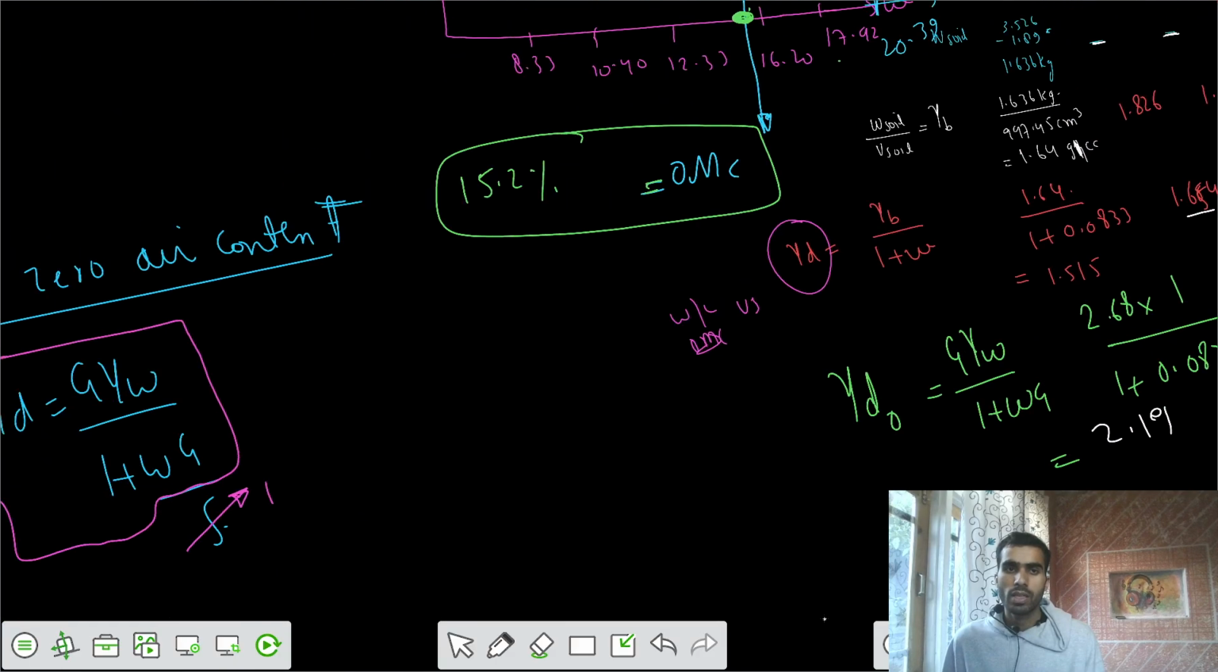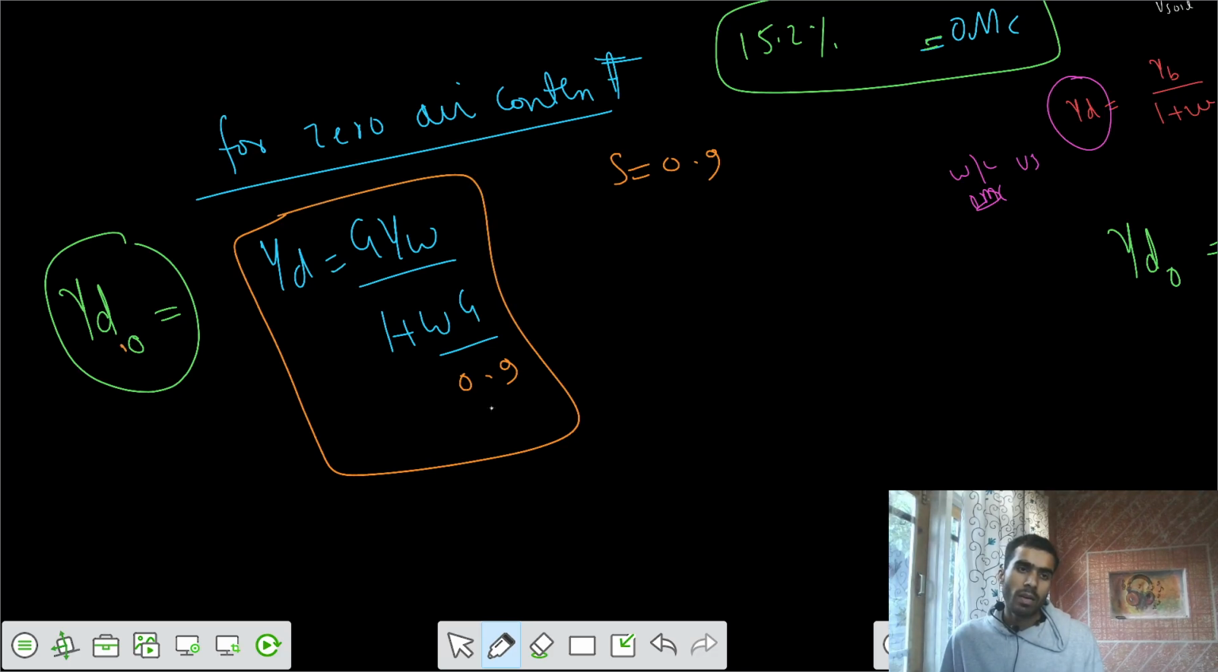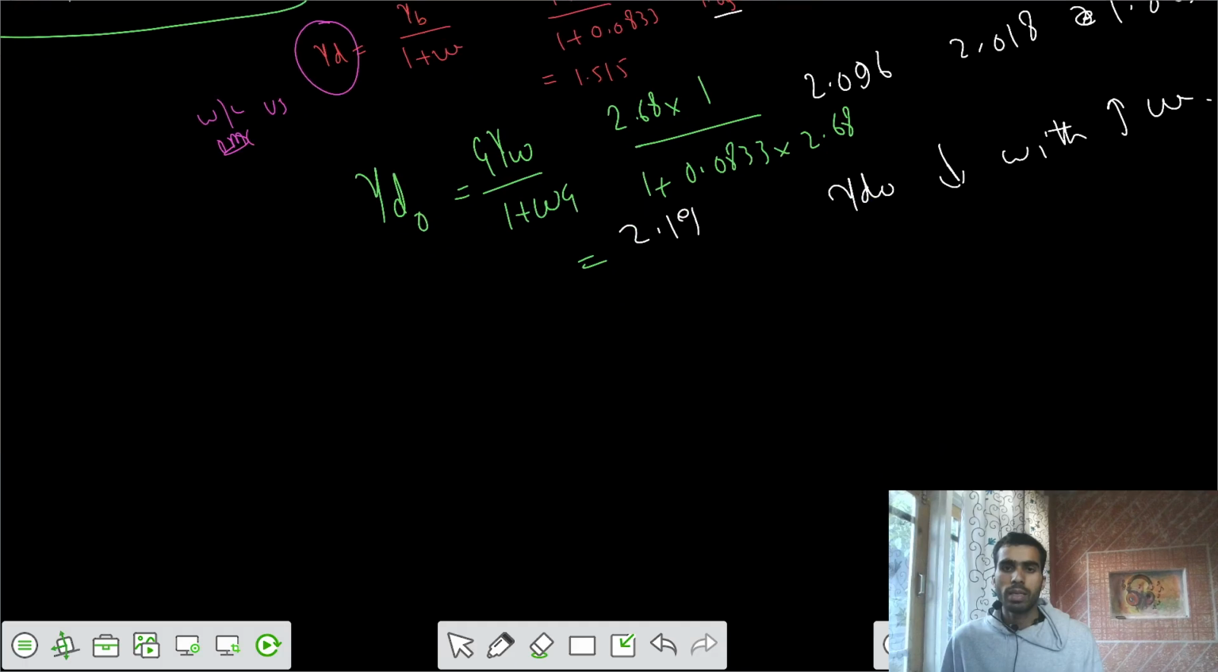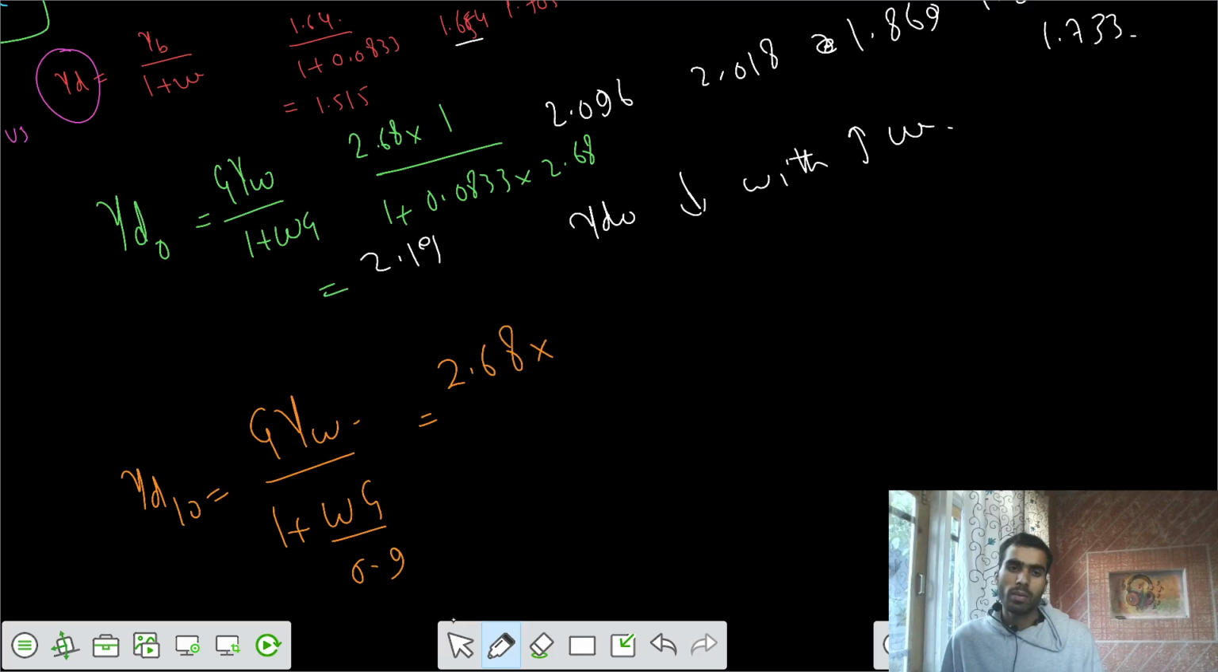So if I have this equation now, I have to substitute the value of S as 0.9. S equals 0.9. So we can write this as gamma D10 at 10% air content. That's your gamma D10. So we can calculate those values. Gamma D10 equals G gamma W divided by 1 plus WG by 0.9. So we can substitute the first value: G gamma W divided by 1 plus 0.0833 into 2.68 divided by 0.9.